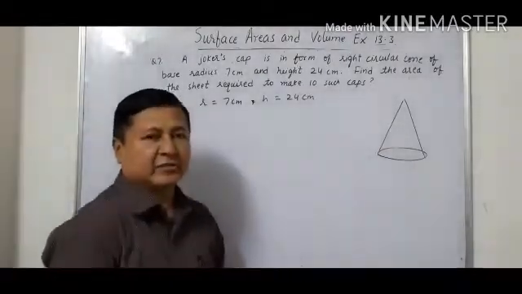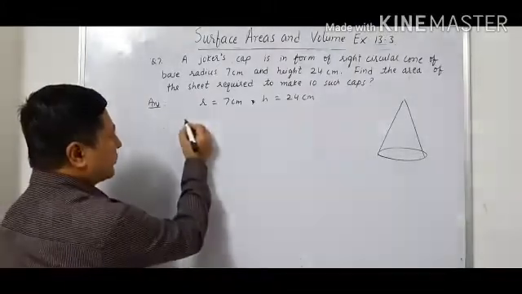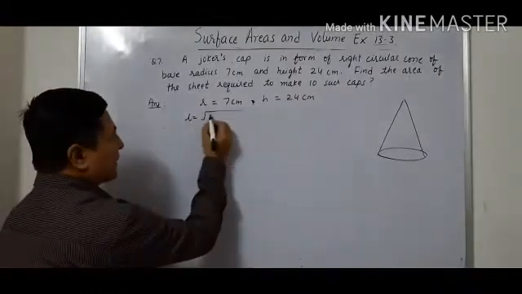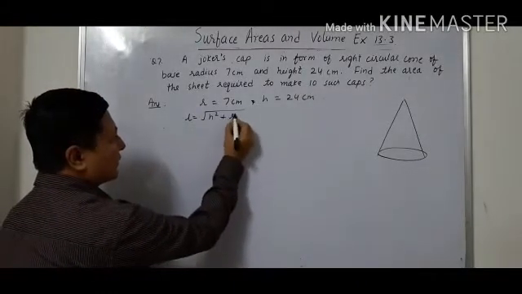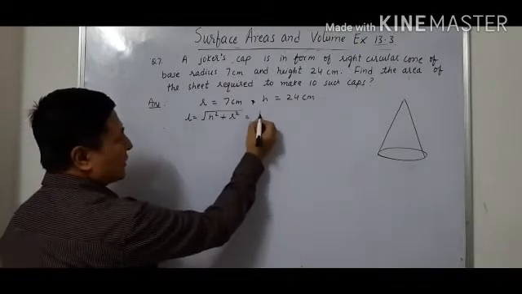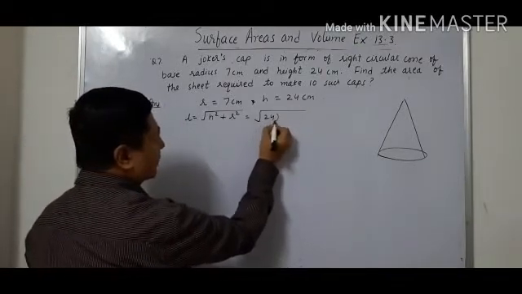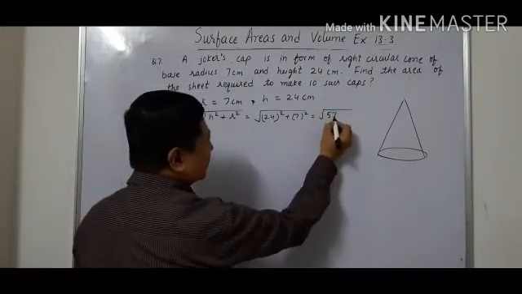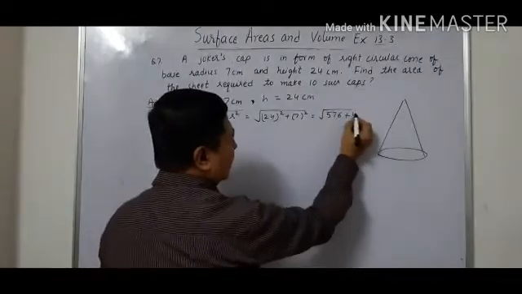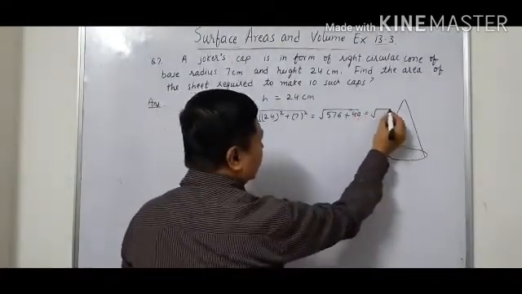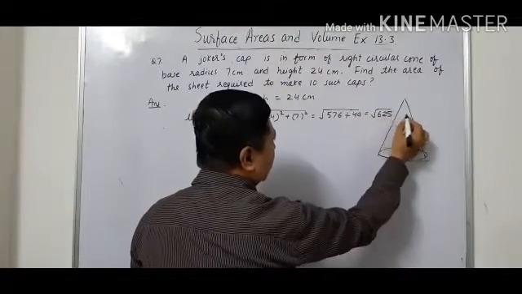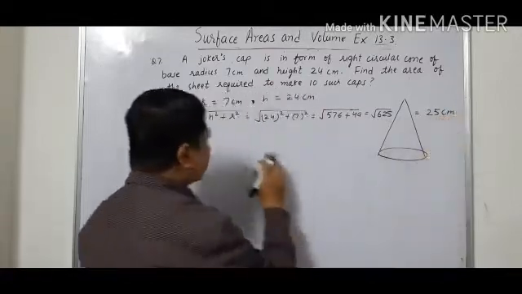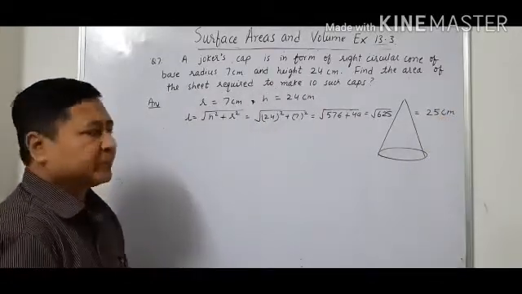For the curved surface area we require slant height, which is denoted by L, and the formula for finding the slant height is the square root of h square plus r square, that is 24 square plus 7 square. 24 square is 576 plus 7 square is 49, that is equal to 625, and if we solve this we will get 25 centimeter. So slant height of the cone is 25 centimeter.